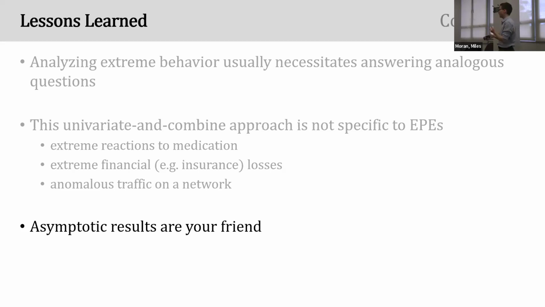And the last thing I think we should all take home is that asymptotic results are your friend. If you like the CLT and you like general asymptotic results about the sample mean, you should also like the extreme value theorem, and you should know it. That's right, transitivity.